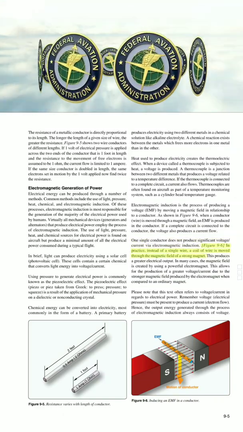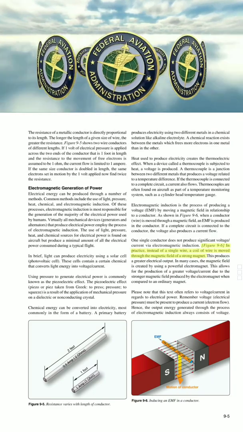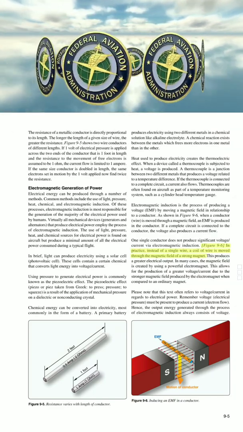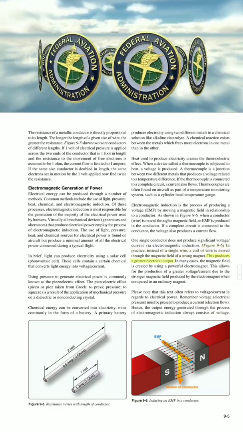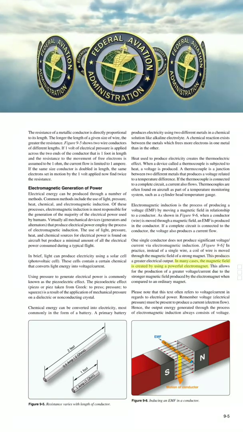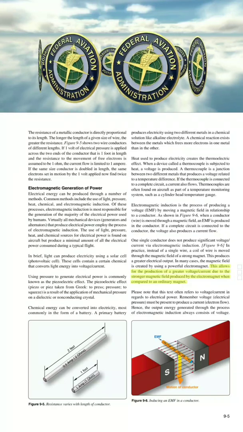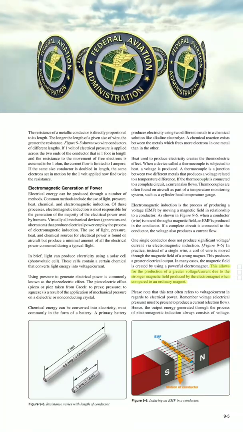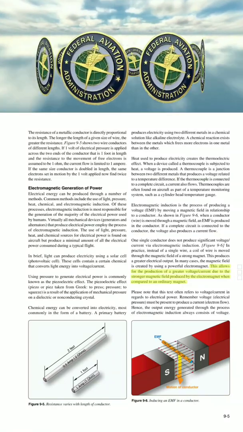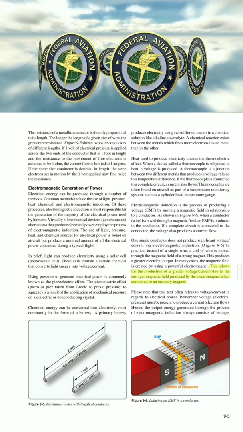In practice, instead of a single wire, a coil of wire is moved through the magnetic field of a strong magnet. This produces a greater electrical output. In many cases, the magnetic field is created by using a powerful electromagnet. This allows for the production of a greater voltage/current due to the stronger magnetic field produced by the electromagnet when compared to an ordinary magnet.